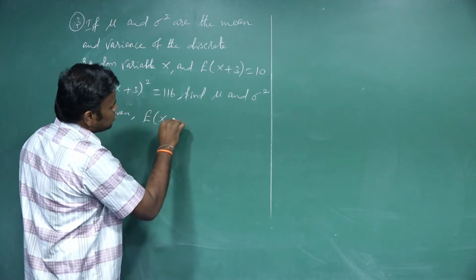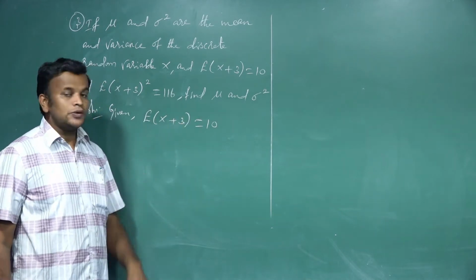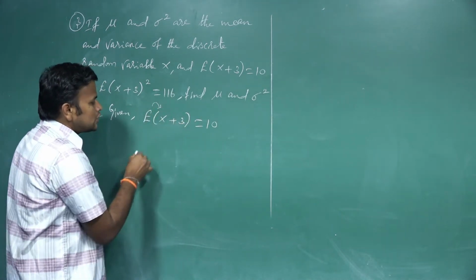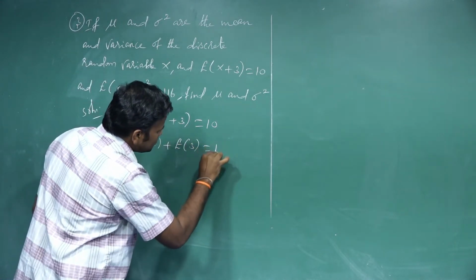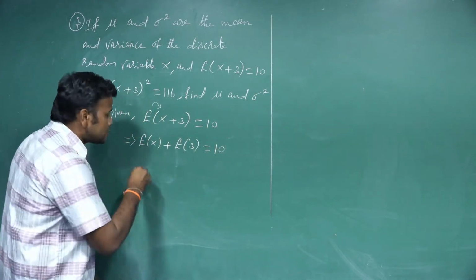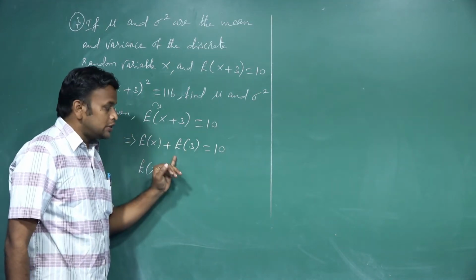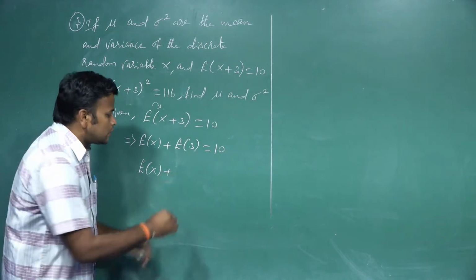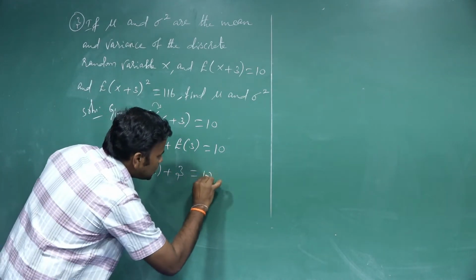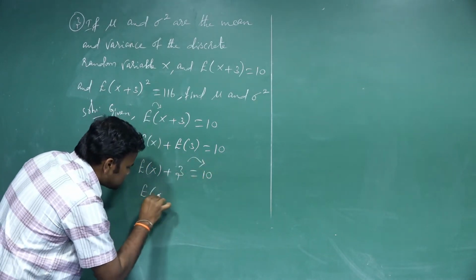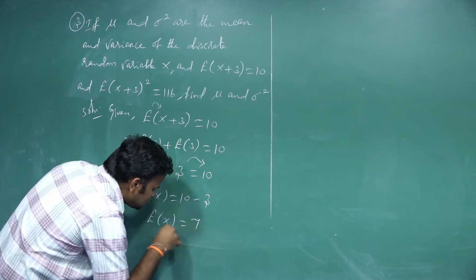First of all, E of (X plus 3) is equal to 10. E of (X plus 3) means the expectation of X plus 3 is equal to 10. Now we apply the expectation inside, we get E of X plus E of 3 is equal to 10. We already wrote the properties: any constant inside an expectation stays the same number. So E of 3 is 3. Suppose E of 5, the value is 5. So E of X plus 3 is equal to 10. The plus 3 becomes minus 3 on that side. So E of X is equal to 10 minus 3, so E of X is 7.